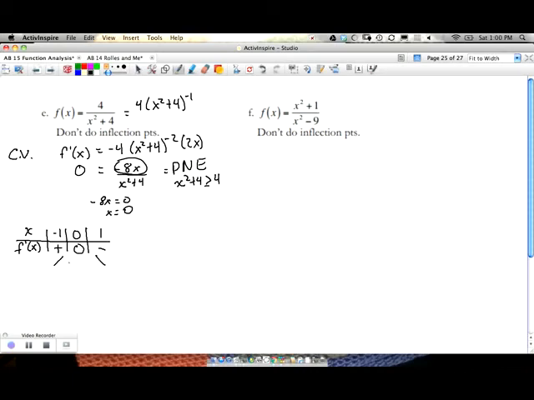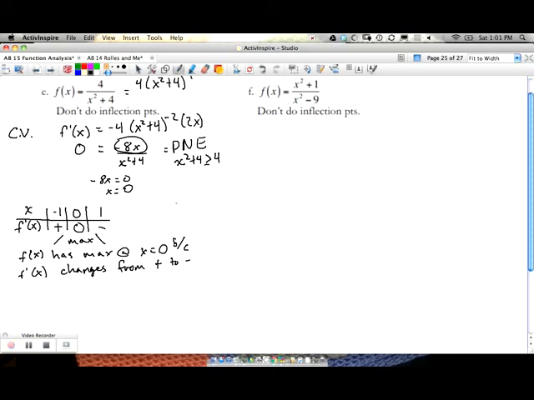So we do have a sign change making this a max. So we would have f of x, I should say, has a max at x equals 0 because f prime of x changes from positive to negative.